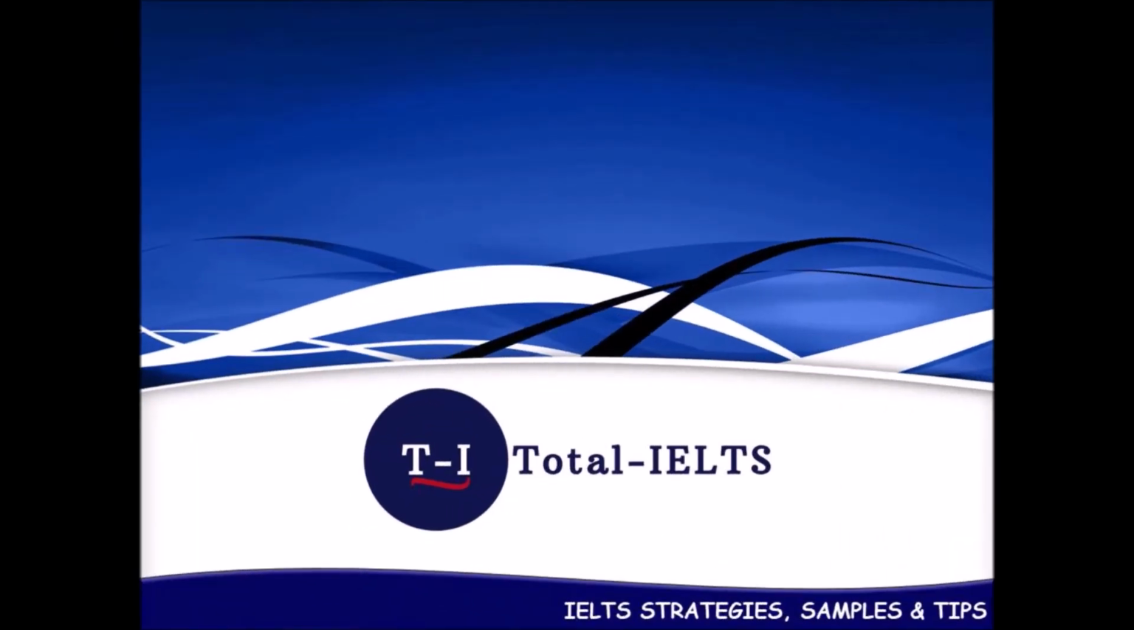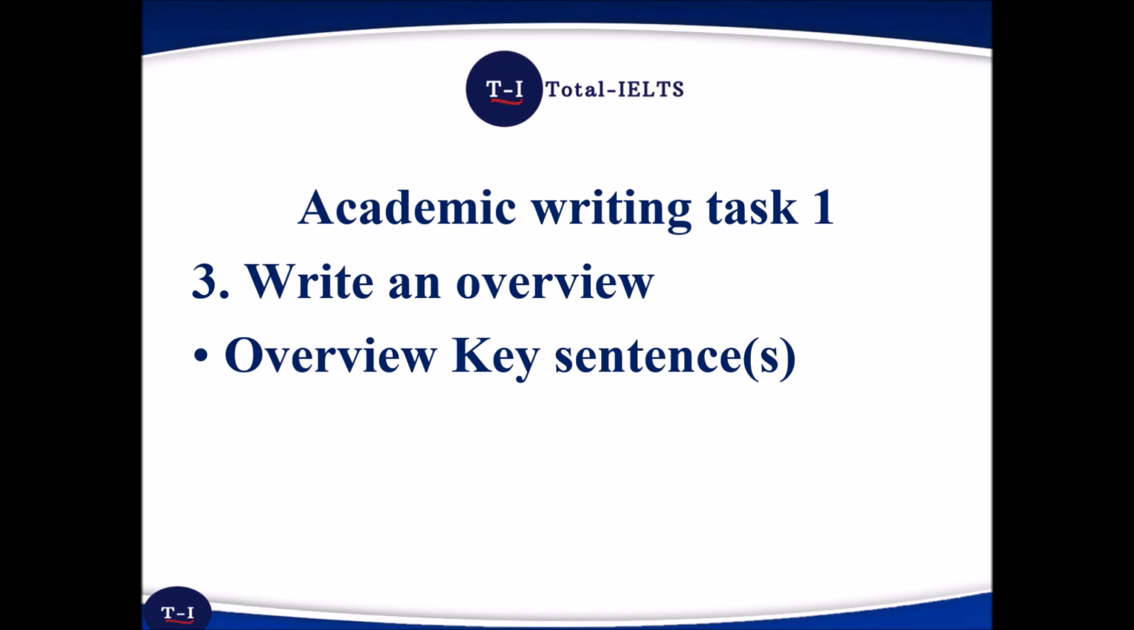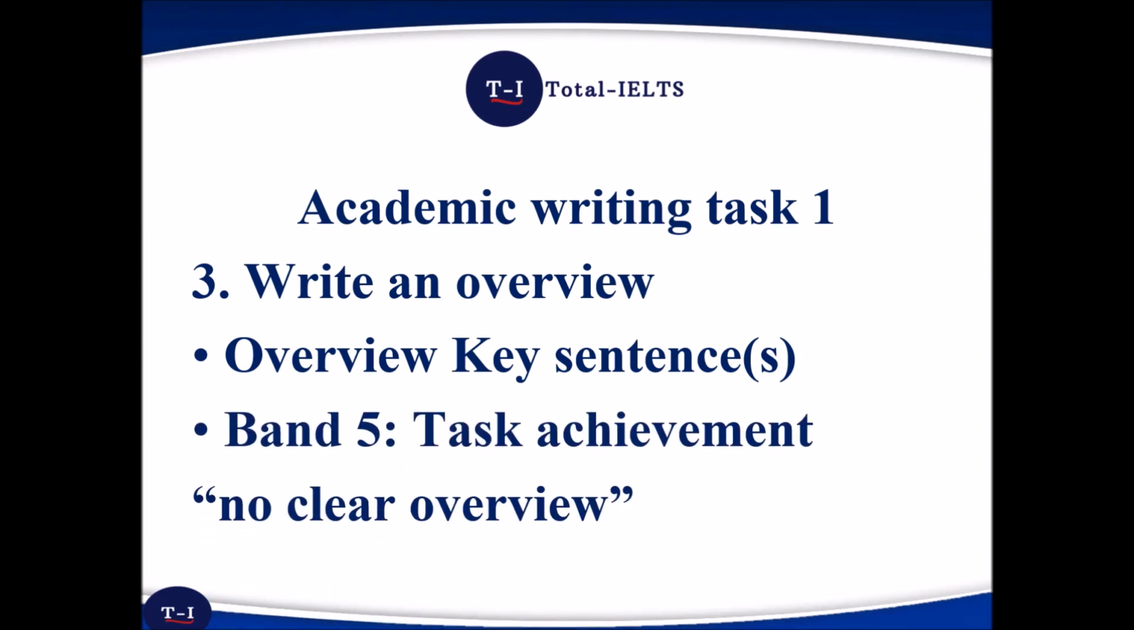After you've paraphrased the description and/or the title, it's time to write your overview. Now, the overview is the key sentence or sentences in descriptions of any diagram. If you don't include a clear overview, then you will receive a band 5 in task achievement. And if you don't have any overview at all, you will receive a band 4.